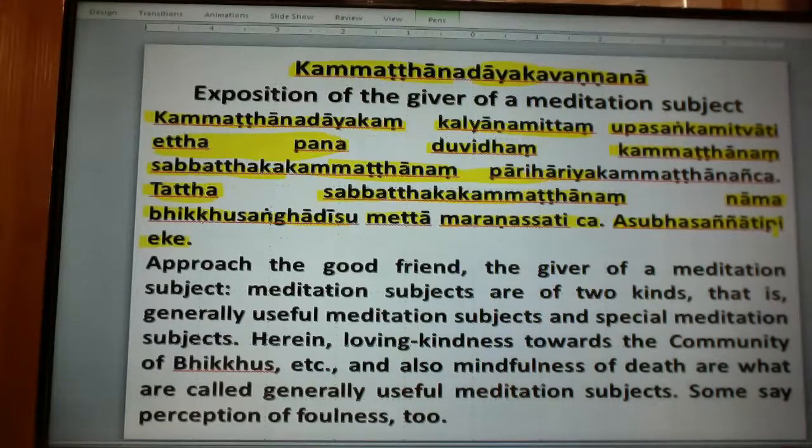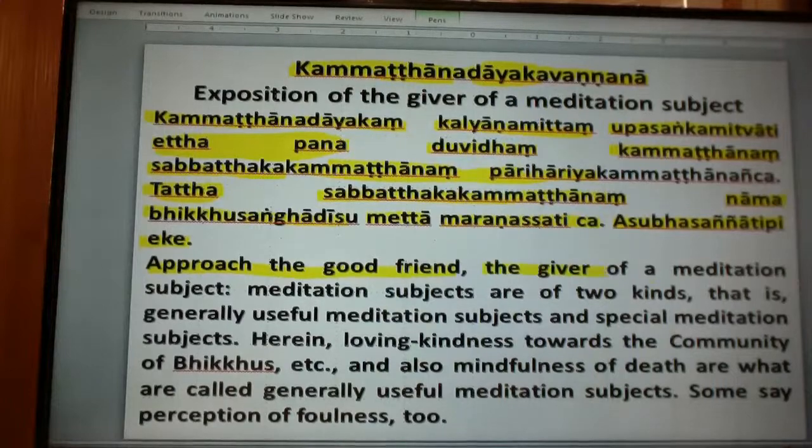So that kind of perception of foulness is included, along with Santicha, the view. Not only the two, Metta and Maranasati, but Asubha Sanya as well. They want to put another one. Directly, Maranasati is okay for some persons, but some persons need Asubha Sanya as well. That's why some teachers like to put another one, Asubha Sanya, perception of foulness, because many people are so attached to their body, isn't it?